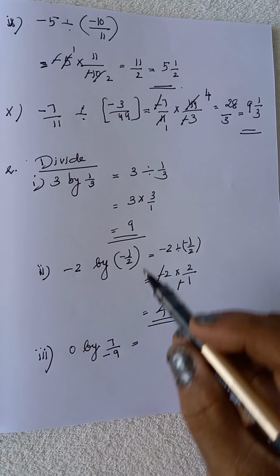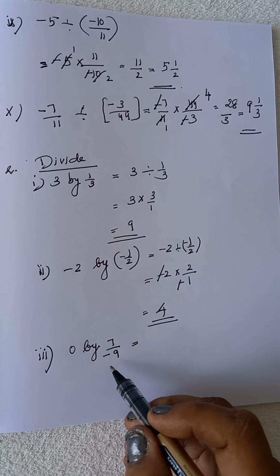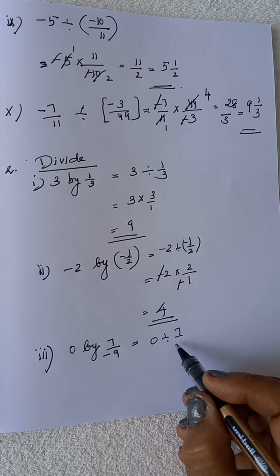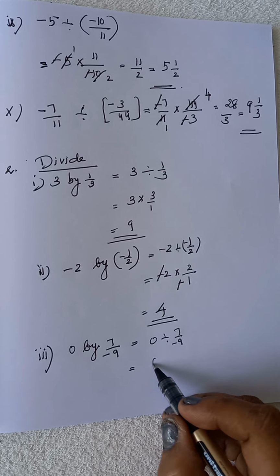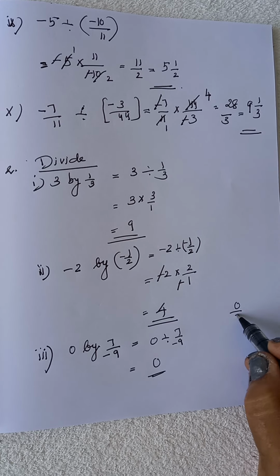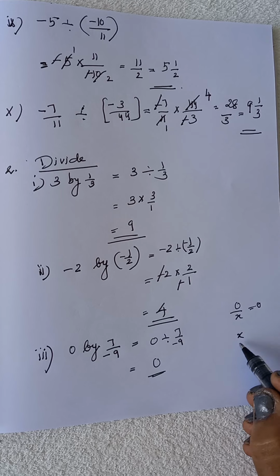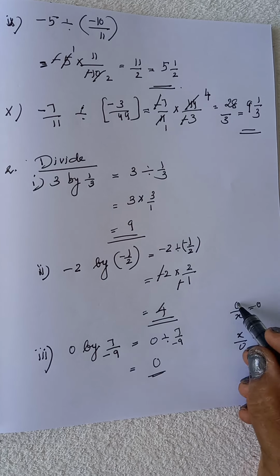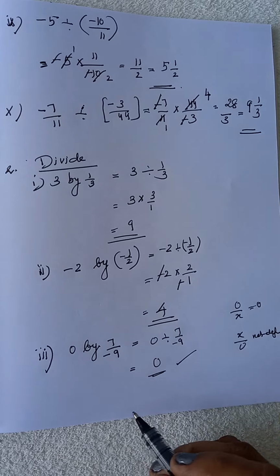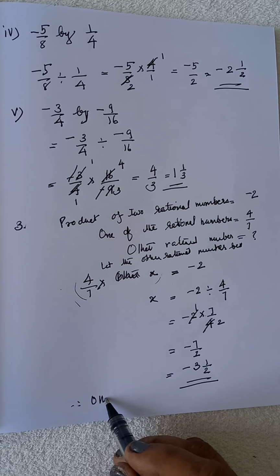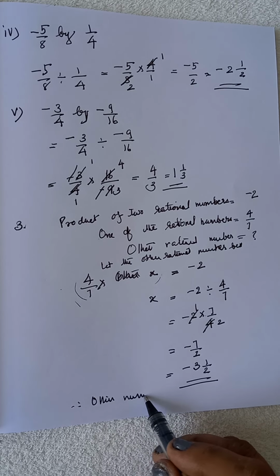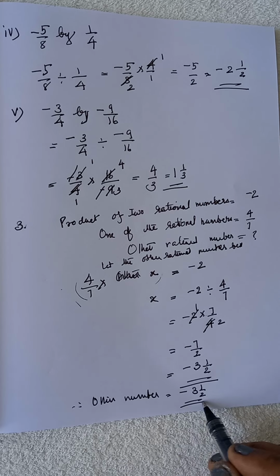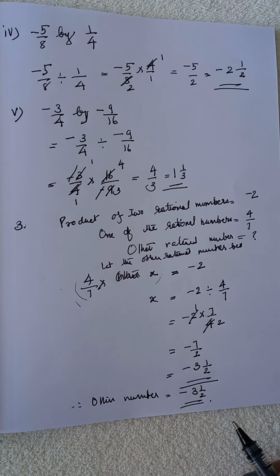Now the third question is divide 0 by 7 by minus 9. 0 divided by 7 by minus 9 means 0. 0 by x is equal to 0, but x by 0 is not defined. 0 by x is 0. So this is 0. Now for the other number, it is equal to minus 3 and 1 by 2. Like that you have to write.